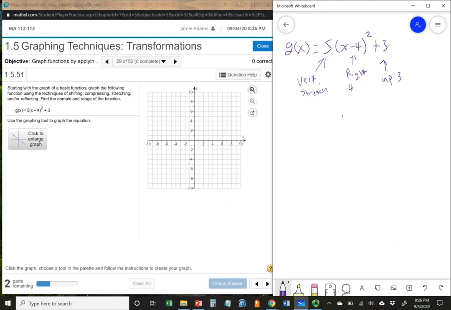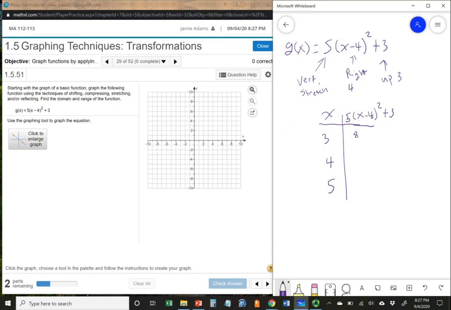Then if we wanted to pick some points to plug into our function to double check our values, we could always pick some values. First we should find our middle. Our middle is going to be right 4, so 4. Then let's pick something to the left of that. How about 3? And something to the right of that, how about 5? Then I'm going to plug this into the function. 3 minus 4 is negative 1. Negative 1 squared is positive 1. Positive 1 times 5 is positive 5. Positive 5 plus 3 is 8.